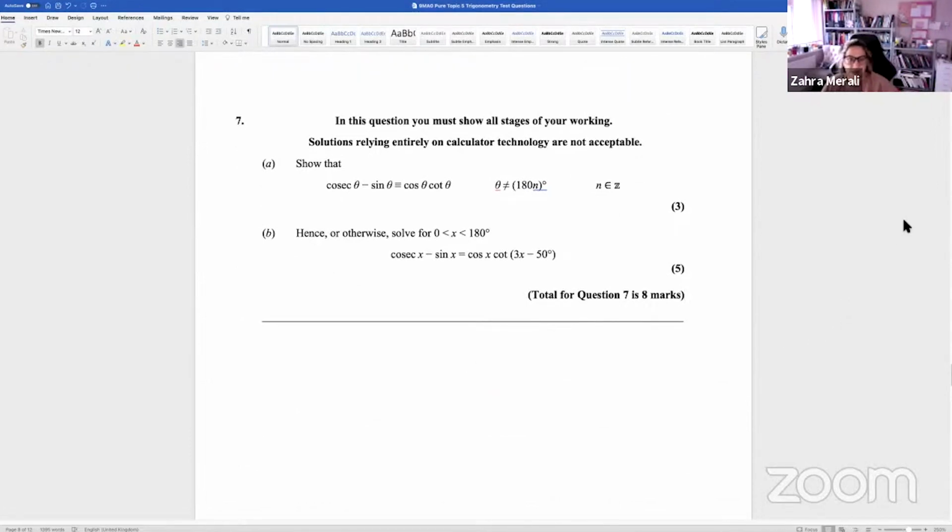Okay, question 7. Show that cosec x minus sine x is equivalent to cosec theta cot theta.